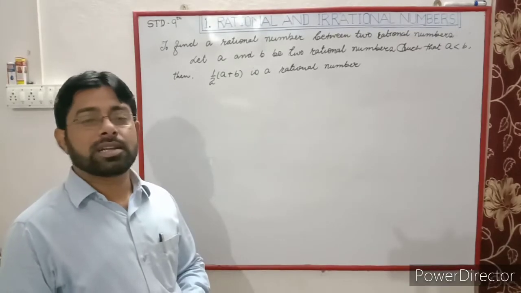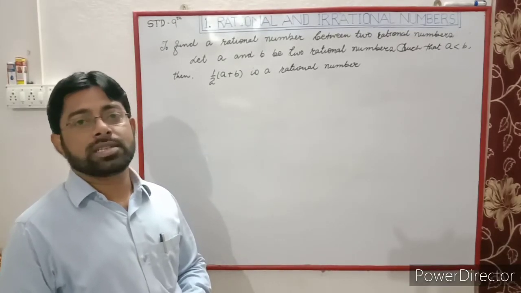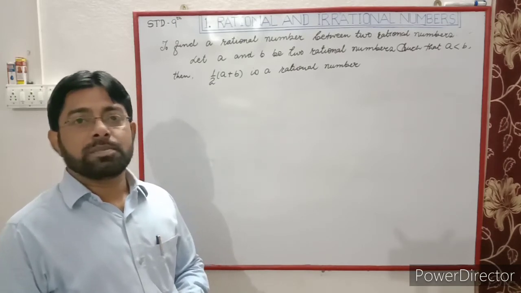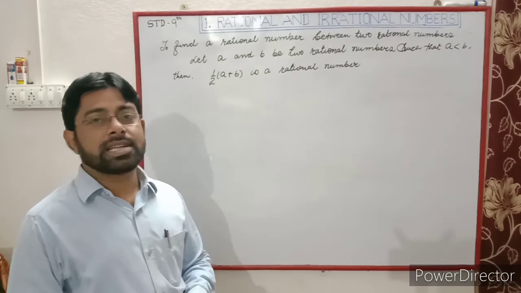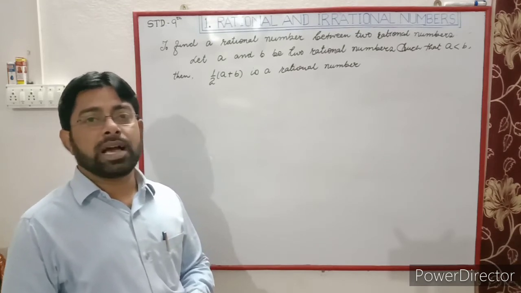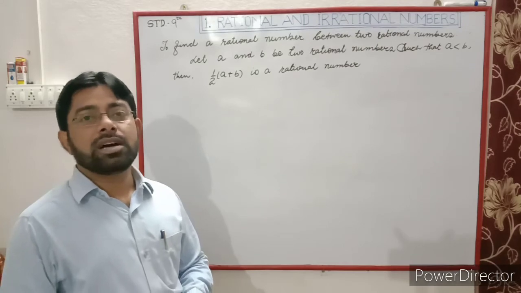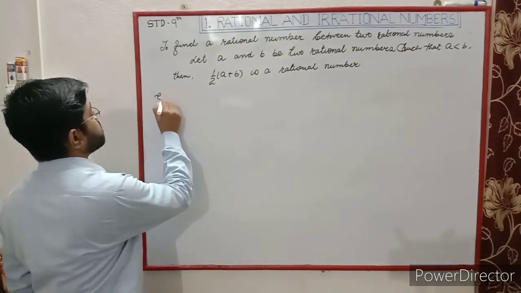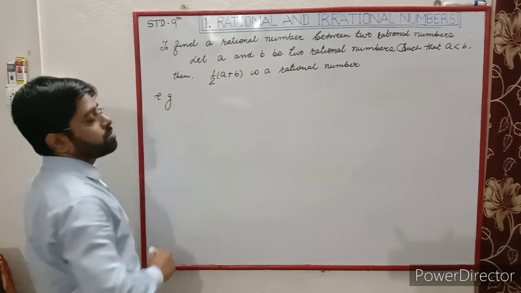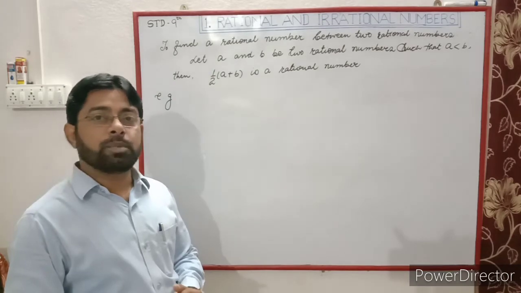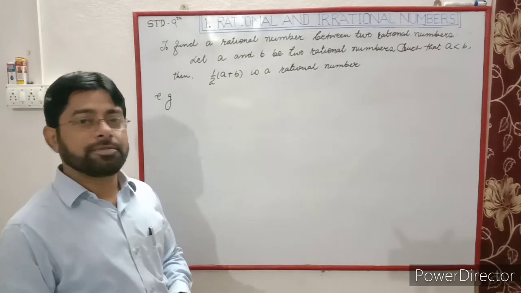How to find a rational number between two rational numbers? So let A and B be two rational numbers such that A is less than B, then 1 by 2 multiplied by A plus B is a rational number. Let's see the example. We have to find a rational number between 1.3 and 1.4.